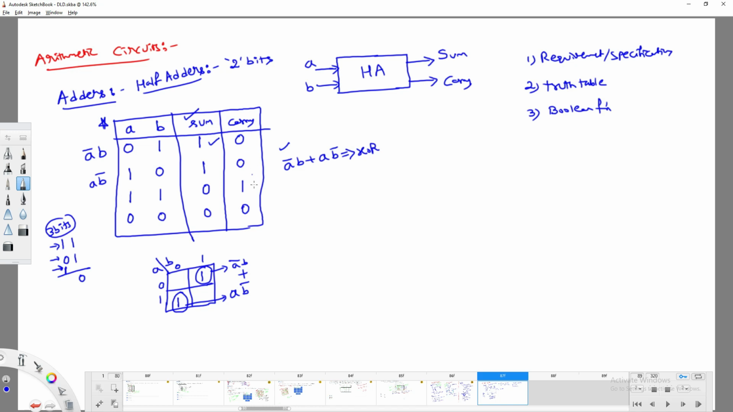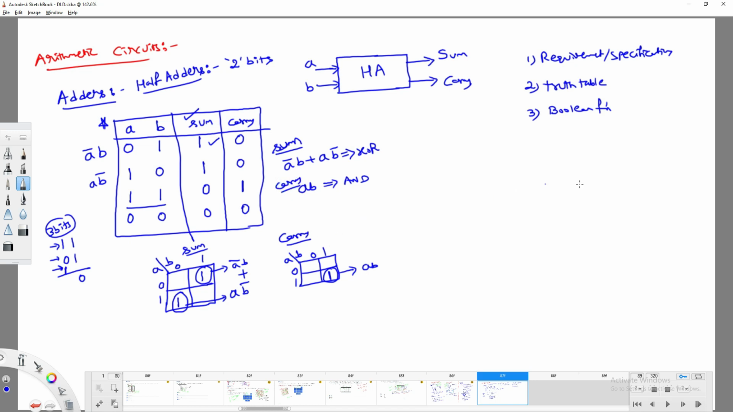What about the carry? You get the carry when both inputs are 1 and 1, right? If you would like to solve it, what can you do? This is for sum and this is for carry. AB, when you have 1 and 1, then only it is 1. If you solve it, you get AB. So AB is meant for carry, which acts as an AND operator. So this is exactly the sum and this is exactly the carry.